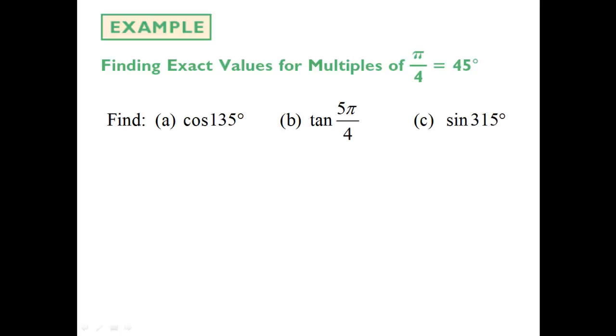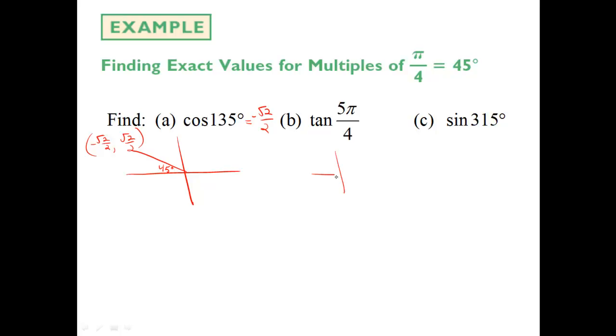So let's see how we do here. Find the exact values of cosine 135 degrees. Well, where is 135 degrees? It is 45 degrees from 180. So that means I'm in the second quadrant, and so I'm dealing with the ordered pair square root of 2 over 2, square root of 2 over 2, and the x is negative because I'm in the second quadrant. So the cosine is the x value, so I know the answer to that is negative square root of 2 over 2.